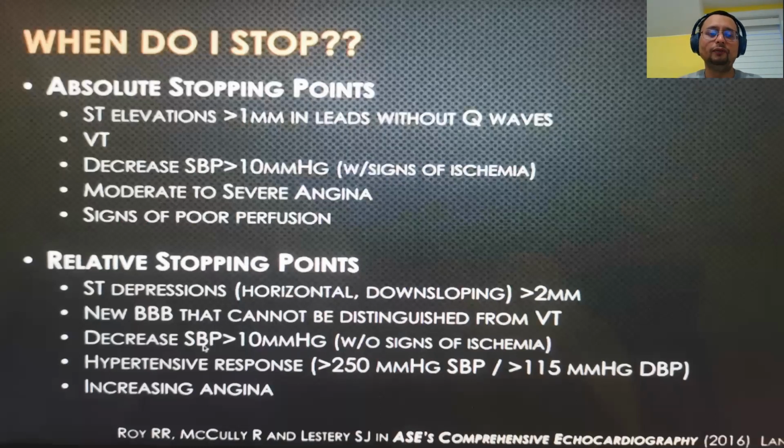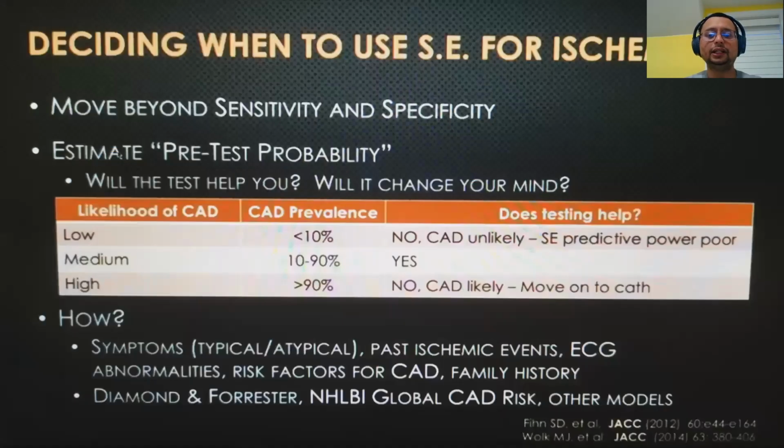So when do we stop? Obviously, if the ECG shows ST elevation. In general, when you do a stress echocardiogram or dobutamine stress echocardiogram, the ECG is not reliable, unless you see ST elevation or malignant arrhythmia such as ventricular tachycardia. Even if you have a decrease in blood pressure, you also have to stop your exercise stress echocardiogram.